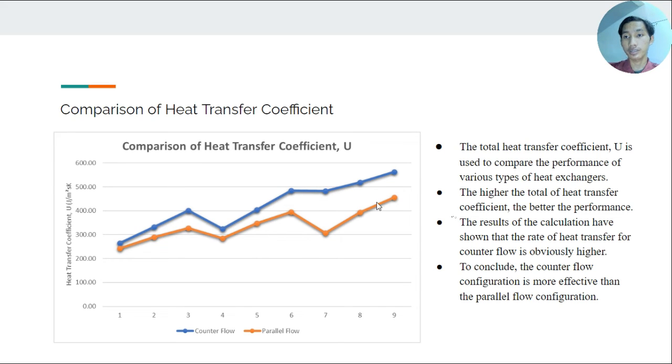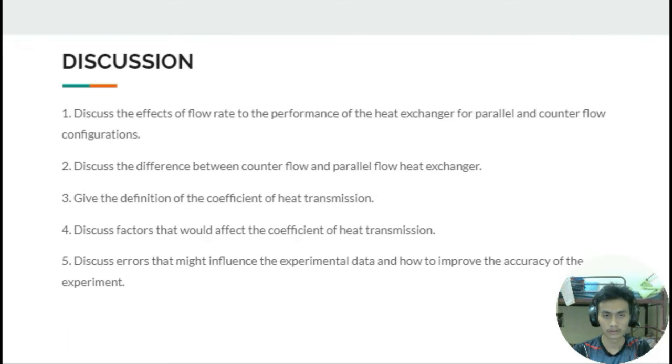As you can see here, the higher the total heat transfer coefficient, the better the performance. Based on the results of the calculation, the rate of heat transfer for counter flow is obviously higher than the parallel flow. So to conclude, the counter flow configuration is more effective than the parallel flow configuration. I think that's all from me. Thank you.